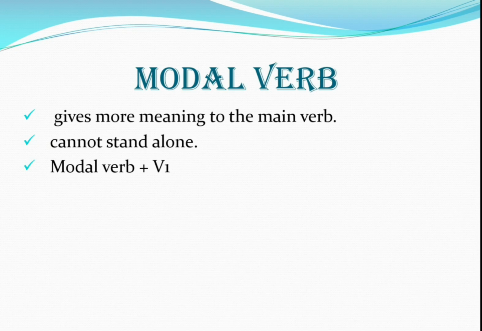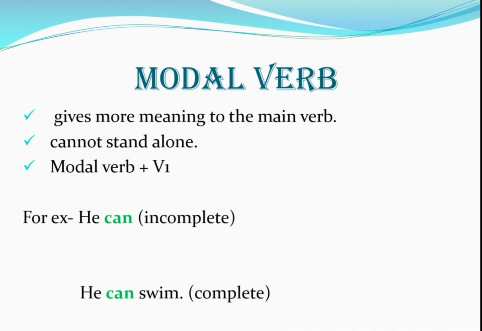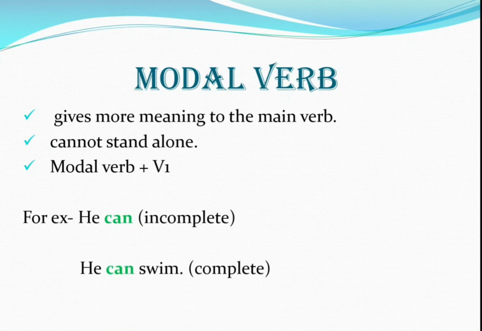Let's understand this with an example. The sentence is, he can. Here, can is the modal verb, but the sentence is incomplete because there is no main verb present. But when I say he can swim, it clarifies that he has got the ability to swim, and this is a complete sentence. It can be noted that modal verbs come before the main verbs. So here, can is the modal verb.